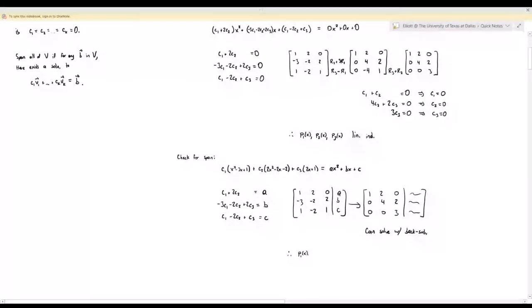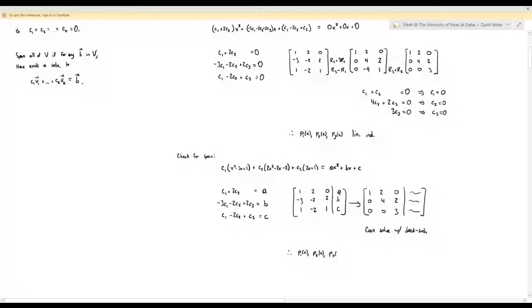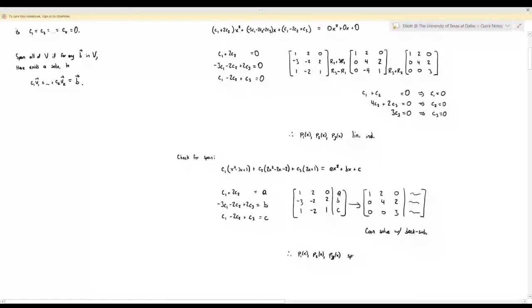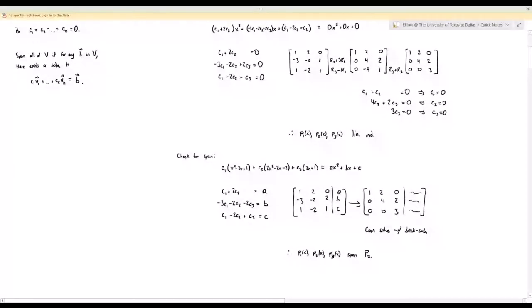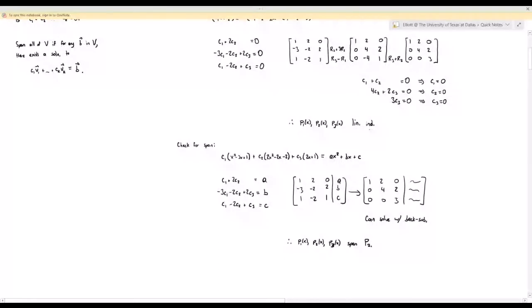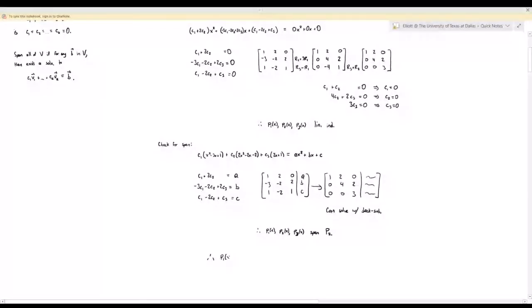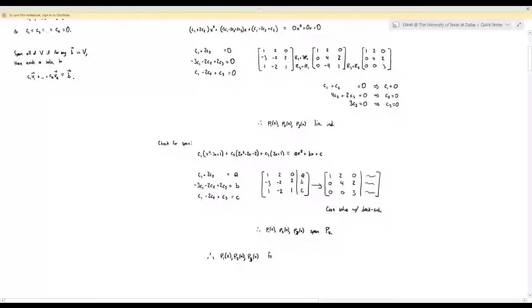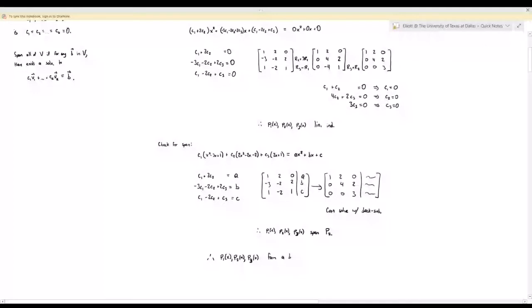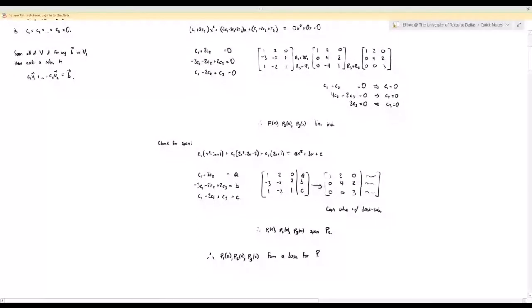So these three polynomials will also span P2. And now, since we know that they are linearly independent and they also span, we can conclude that these three polynomials, in fact, form a basis for P2.